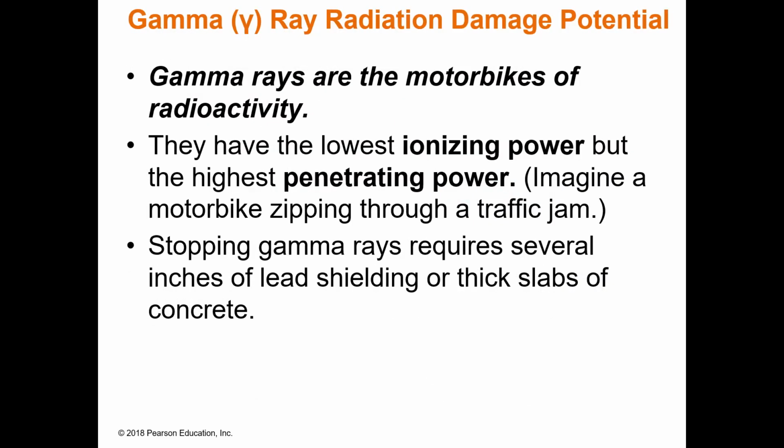If we go back to our vehicle analogy, gamma rays are like motorcycles. They're fast, nimble, and can get through tight places. Gamma rays have high penetrating power. They can pass through skin, tissue, even bone. But because they're not particles, they don't ionize as much. They don't hit hard, but they go far.